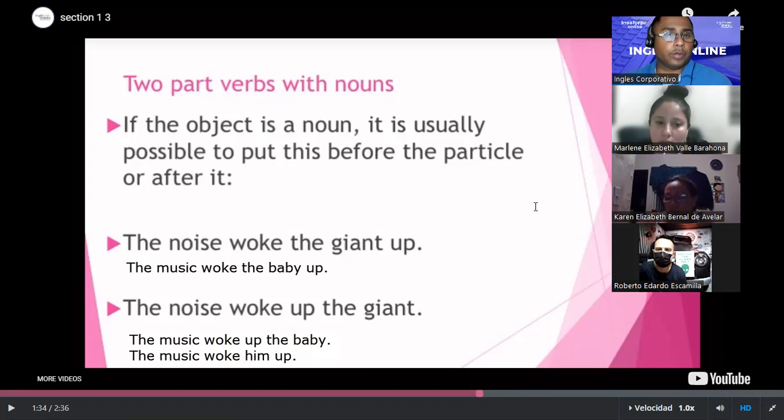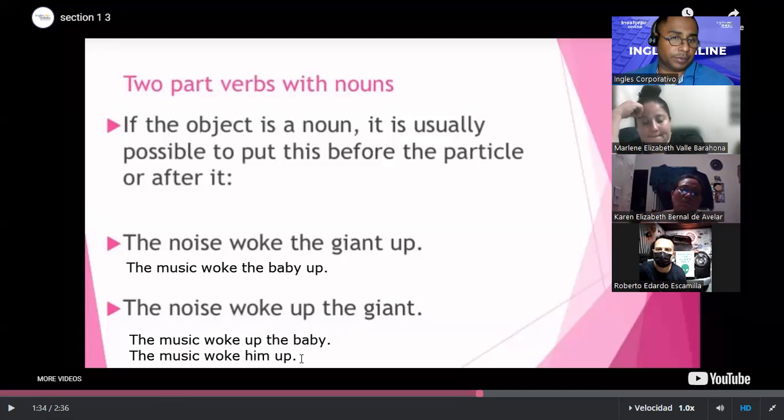The noise woke the giant up. El ruido despertó al gigante. The music woke the baby up. La música despertó al bebé. The noise woke up the giant. El ruido despertó al gigante. The music woke up the baby. La música despertó al bebé. Or the music woke him up. All of those are possible.